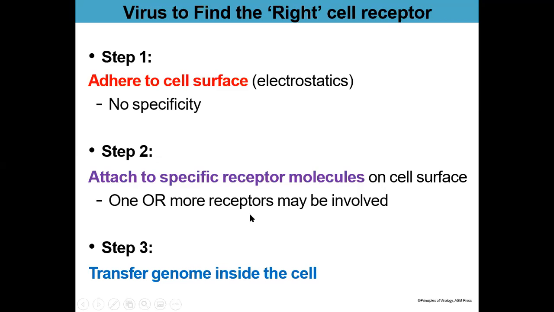And then the final step is the transfer of the genome inside the cell. That's the most important thing. This is the genome which is protected by the capsid outside the cell. So it is the most precious part of the virus. So this genome should go inside the host cell, otherwise it will be useless, right?